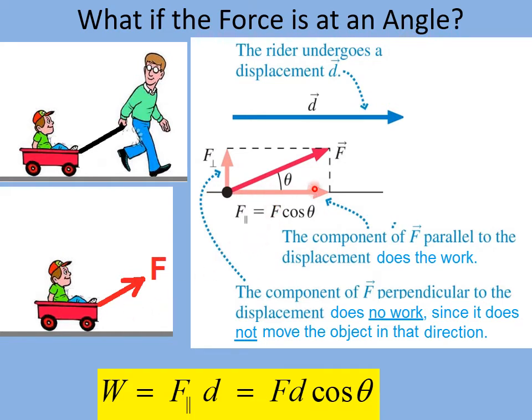So this is a right triangle, of course, and this leg of the triangle is the hypotenuse, which is the force up here, times cosine of theta. So the work done by a force at an angle is equal to the parallel component of the force, that's what this notation means here, F with a little parallel symbol, times the distance. Or we can just think of it as force times distance times cosine of theta.